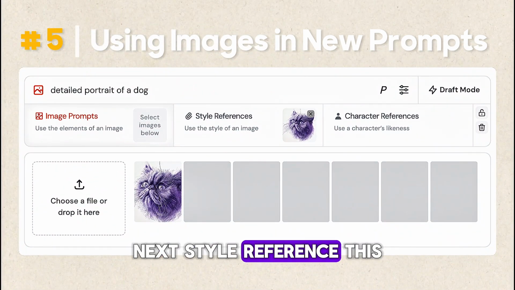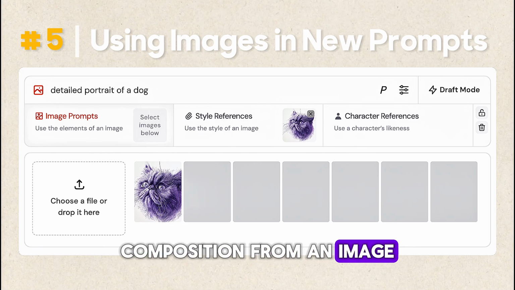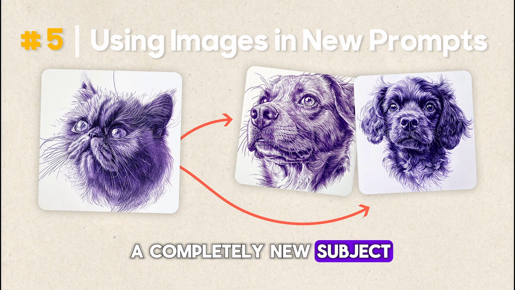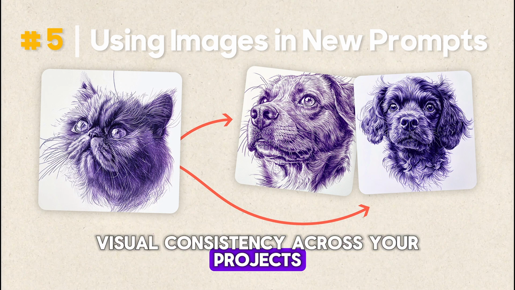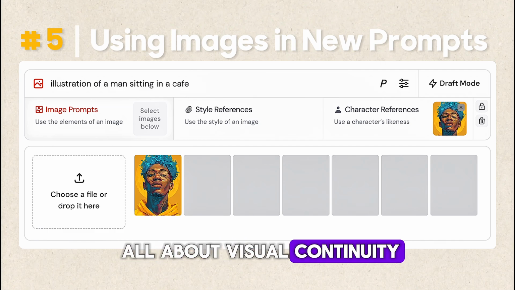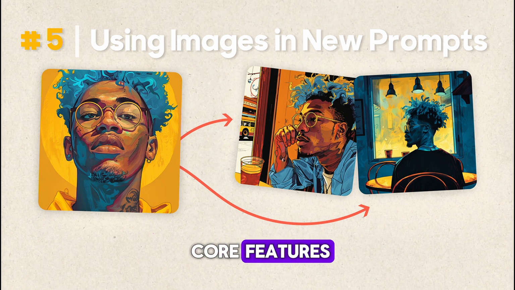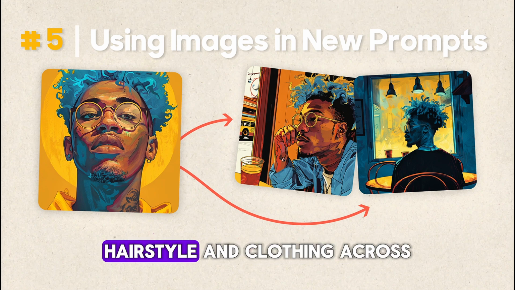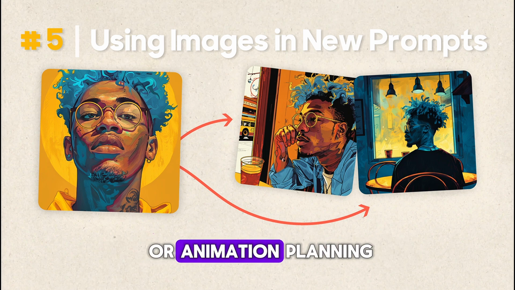Next, Style Reference. This lets you extract the overall vibe, colors, lighting, composition from an image and apply it to a completely new subject. It's perfect for keeping visual consistency across your projects. Finally, Character Reference is all about visual continuity for characters. Midjourney will try to retain a character's core features, like facial structure, hairstyle, and clothing, across different settings or poses. Ideal for storytelling, branding, or animation planning.